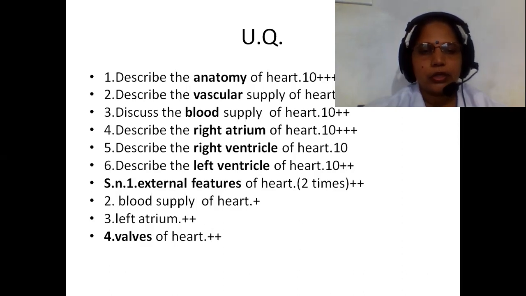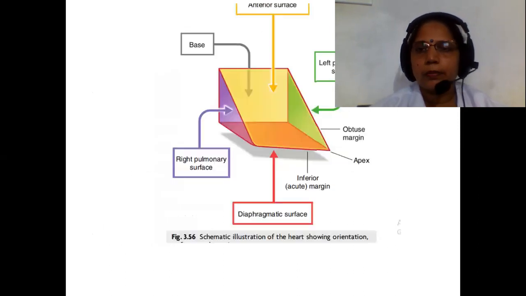Then short notes: external features of the heart. What are external features of the heart? This question is asked two times in the university exam. Then blood supply of the heart, left atrium, and valves of the heart. These are the short notes. Next, we will discuss the diagrams.